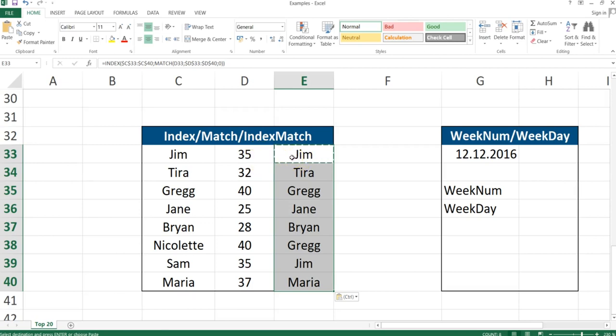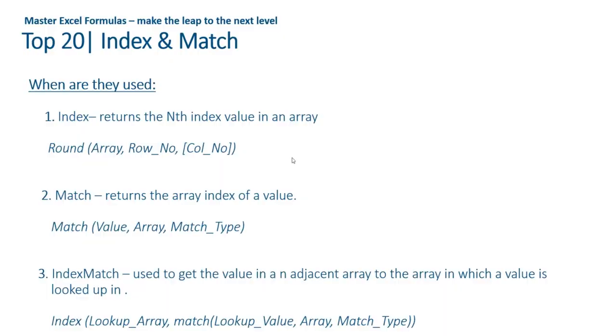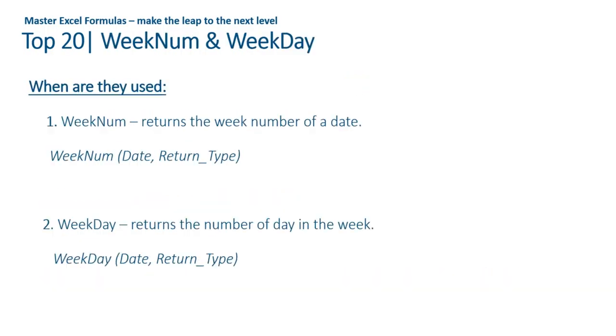Right, now let me just go back to the presentation and show you the next two formulas that we have here, WEEKNUM and WEEKDAY. Very frequently used formulas and very useful as well. The WEEKNUM formula returns the week number of a specific date, whereas the WEEKDAY formula returns the number of the day in the week. So in terms of the structure, it's basically pretty similar.